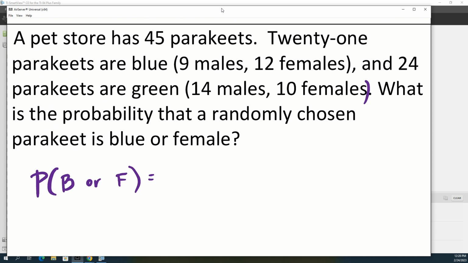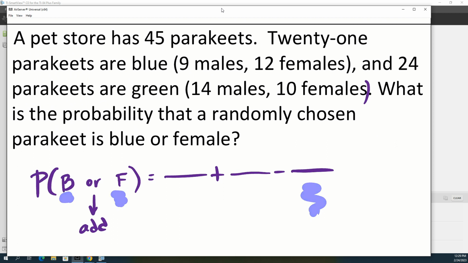So what does OR tell you to do with probability? Add. Very good. So we're definitely going to add some probabilities. Are we also going to have to subtract on this one? Yes. So because you can pick a parakeet that is blue and female, we're going to have to subtract that. So what should go in all the denominators? 45. All these 45s.